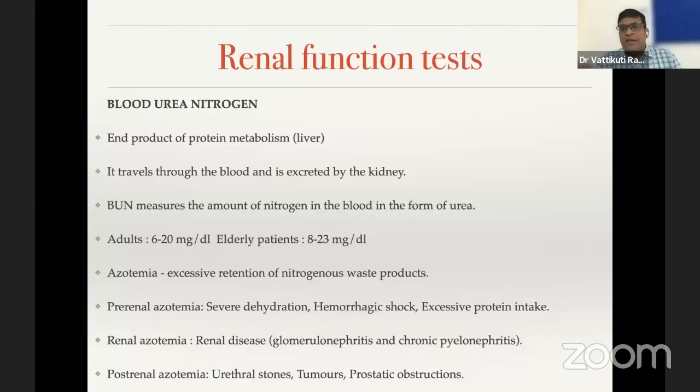Either it could be pre-renal causes like dehydration, shock, excessive production. Renal azotemia, where the pathophysiology is in the renal disease itself, like glomerulonephritis, pyelonephritis. All these will cause renal azotemia. Or post-renal, like obstructive uropathy because of stones, tumors, or prostatic obstruction.